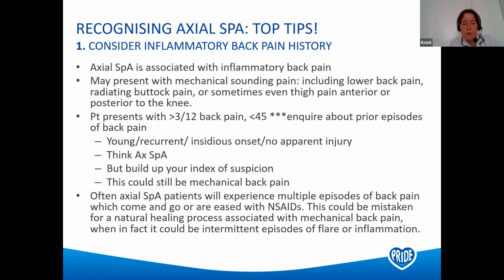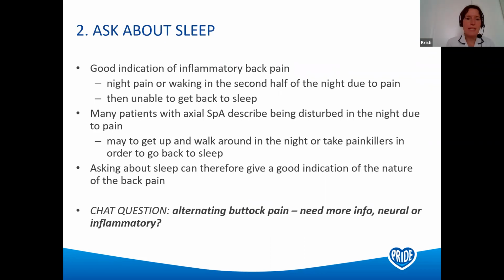What we find is often axial SpA patients will experience multiple episodes of back pain, which may come and go. They do a bit more exercise, it settles down because they shift the inflammation, or they're taking anti-inflammatories. They might be on a dose of naproxen. That's really helped. It can be really, really effective in just 24 to 48 hours. So you might then think, okay, it's the natural healing process. It's a mechanical back pain. But actually, if they keep coming back, you've got your intermittent episodes or flare-ups and the young, then you need to be thinking axial SpA.